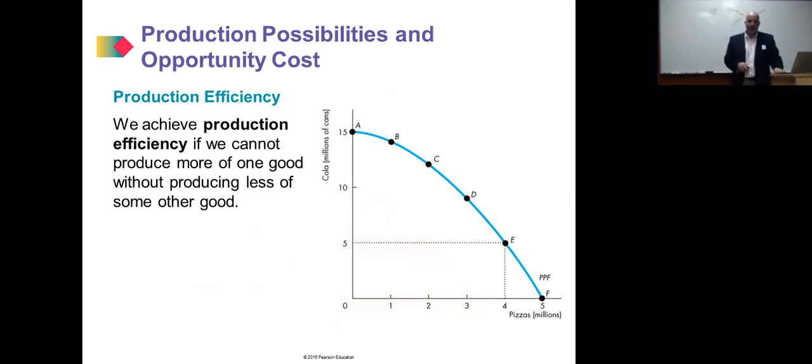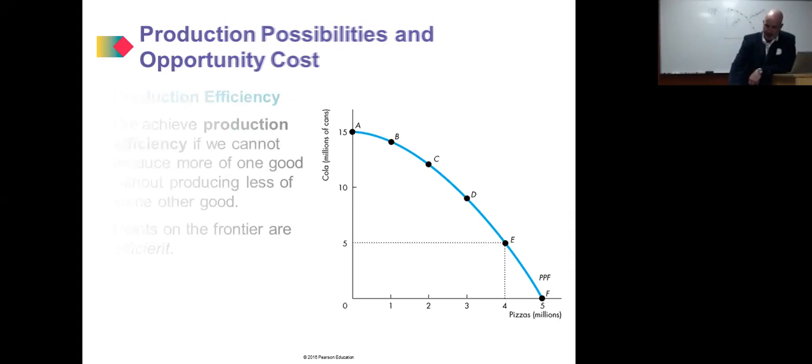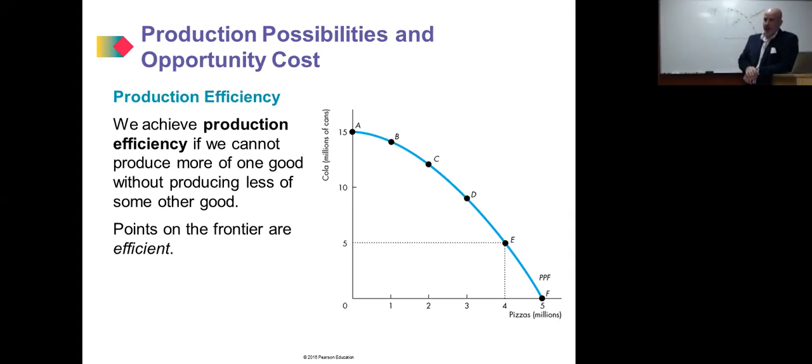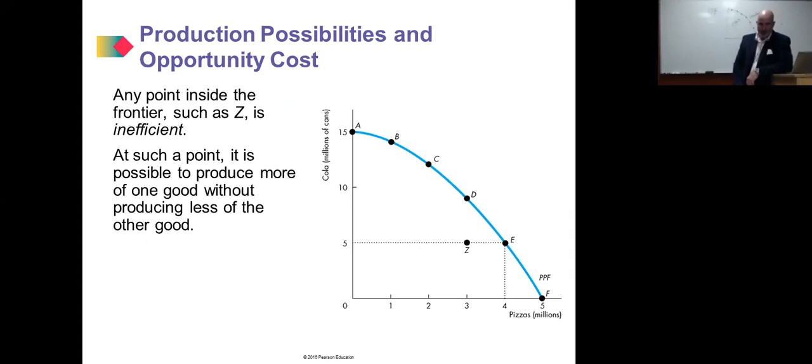Now we can achieve production efficiency if we cannot produce more of one good without producing less of another good. So the table we have here is going to show production possibilities, again, for cola and pizza. Anything that is on these points, we say that we are efficient. So if we are at a point on the frontier, we are efficient. Now any point inside is inefficient.